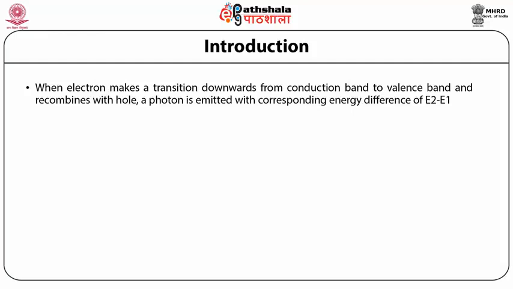When an electron makes a transition downwards from conduction band to valence band and recombines with a hole, a photon is emitted with corresponding energy difference of E2 minus E1, so that hf equals E2 minus E1, which is equal to Eg.